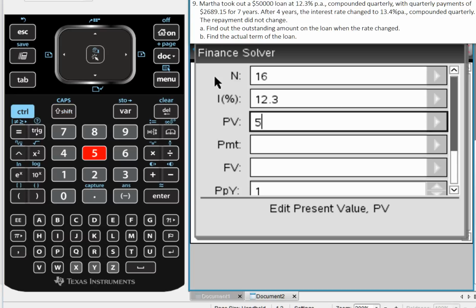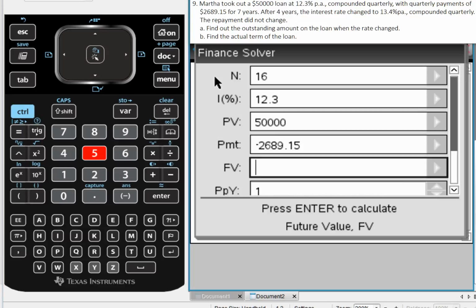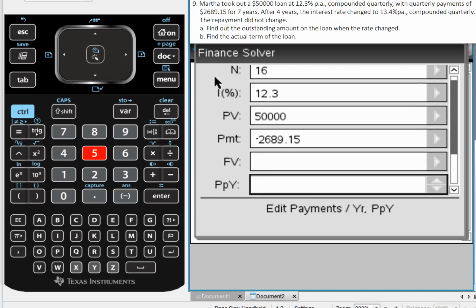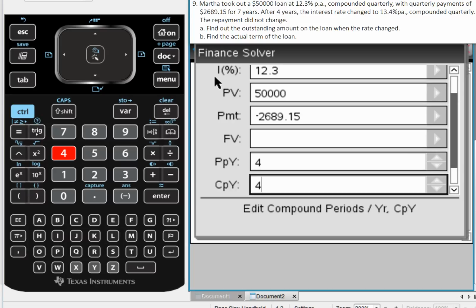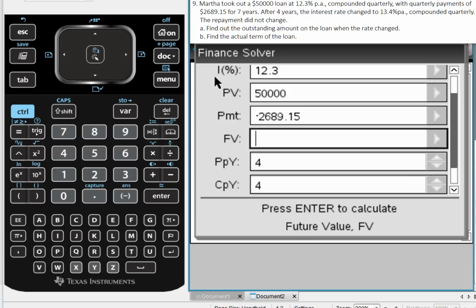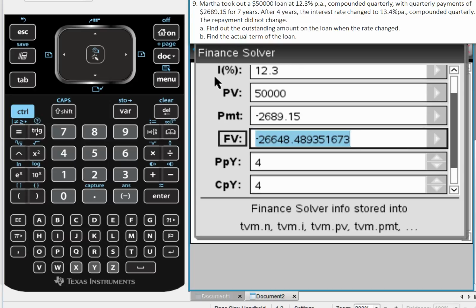The present value of the loan, $50,000. The payment, negative $2,689.15. We're looking for future value. PPY and CPY are both 4. So the future value after 4 years, Martha still owes $26,648.49.